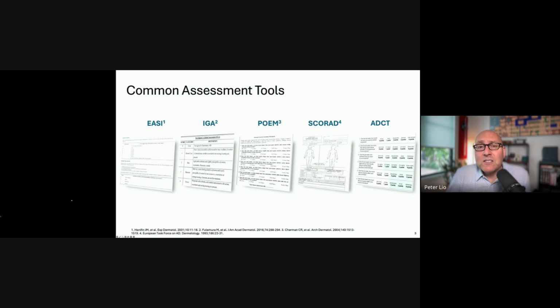The same goes for the next one on this list. You can see IGA, that stands for Investigator Global Assessment. That's one we do on every single patient. It's also been studied a lot. It's been validated to be helpful, but it has the same kind of limitations. There, it's literally just 5 points. You're clear, almost clear, mild, moderate, or severe. So it's 0, 1, 2, 3, or 4, 5 points total. And that's really all you have. And again, it's the same limitation. It misses out on all sorts of different aspects of the disease.